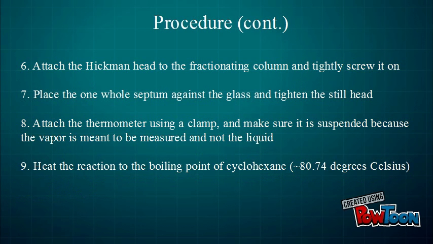Attach the Hickman head to the fractionating column and tightly screw it on. Place the 1-hole septum against the glass and tighten the still head. Attach the thermometer using a clamp and make sure it's suspended because the vapor is meant to be measured and not the liquid. Heat the reaction to the boiling point of cyclohexane, which is about 80.74 degrees Celsius.